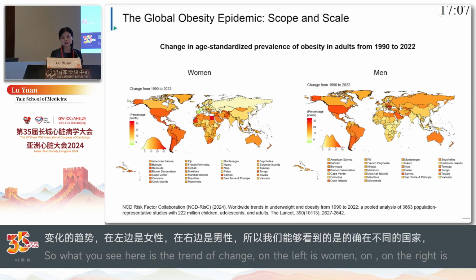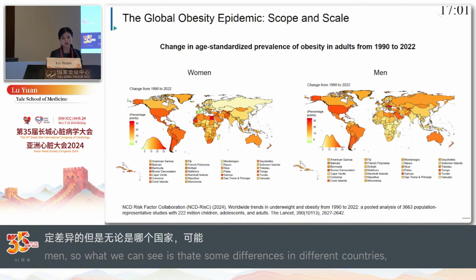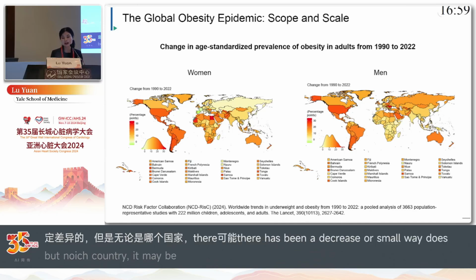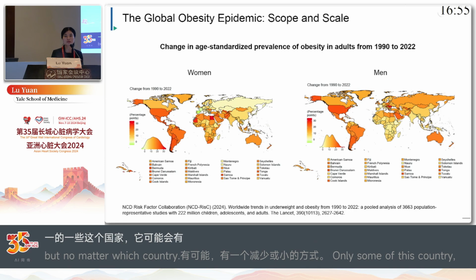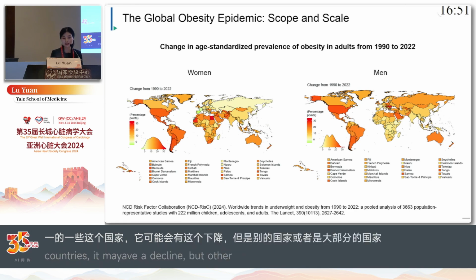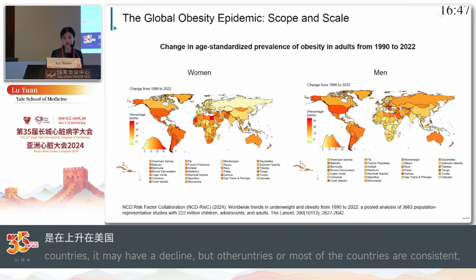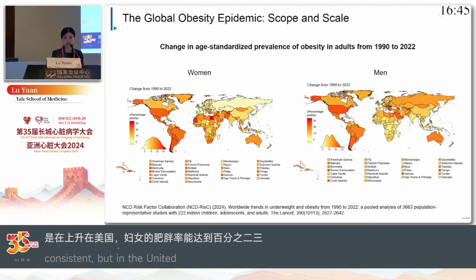But almost every single country, except maybe somewhere in the Middle East, where in women there has been a decrease or a smaller increase, has consistently observed an increase in overweight and obesity. In the US, the increase may be like 20 to 30%. In China, there is also an increase, maybe around 10%, just by the color.